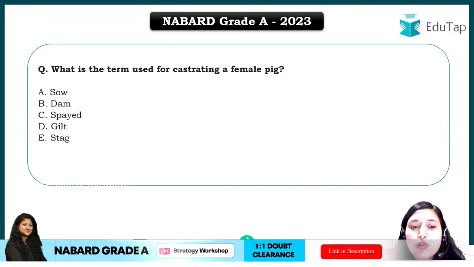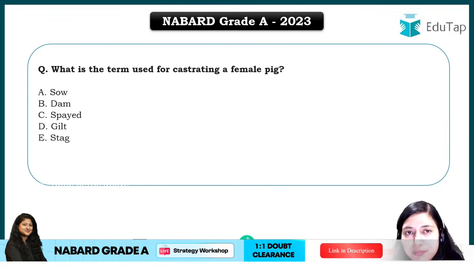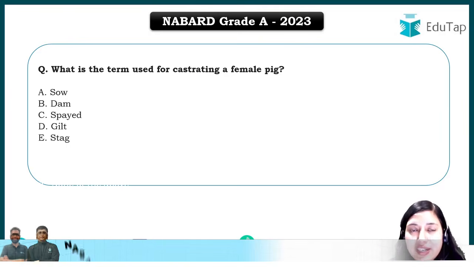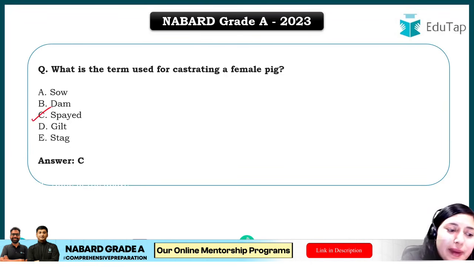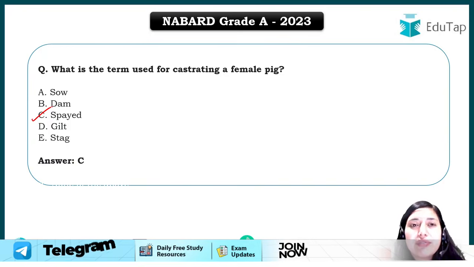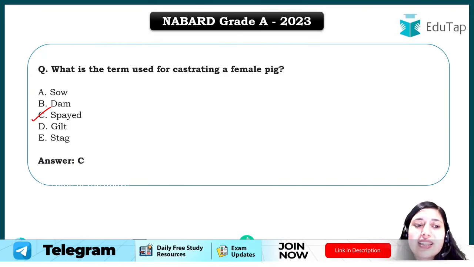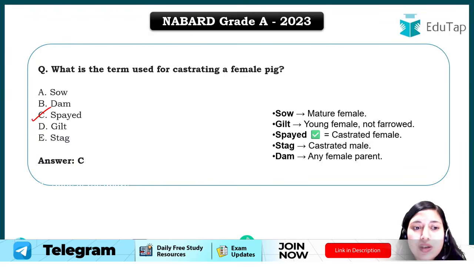Now next question is from your animal husbandry chapter. What is the term used for castrating a female pig? Okay, so you have to learn different terminologies given to different animals, right? So here the answer will be option C, spade. So when we castrate a female pig, it is called spade, or the process is known as spaying.